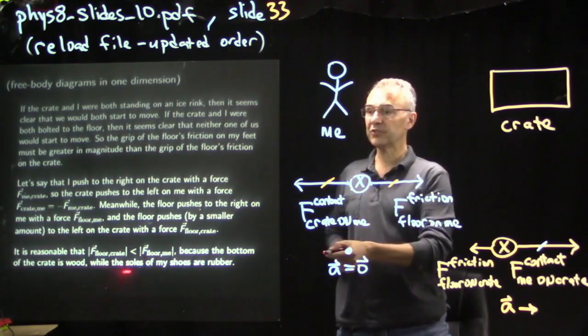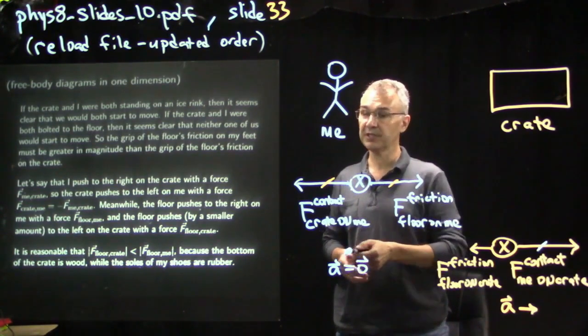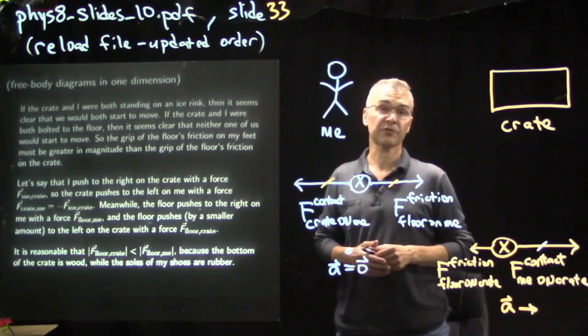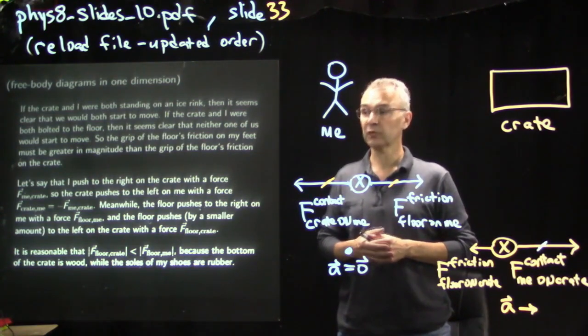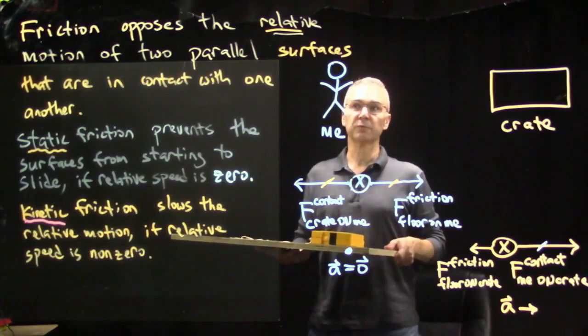And then we'll say it's reasonable that the magnitude of the frictional force exerted by the floor on the crate is smaller than the frictional force exerted by the floor on me, because the bottom of the crate is wood, let's say, while the soles of my shoes are rubber. So we're going to have somehow a stronger frictional contact between rubber and the floor than between wood and the floor. And we'll try to quantify that in a moment. So we should try to define friction a little bit more carefully.